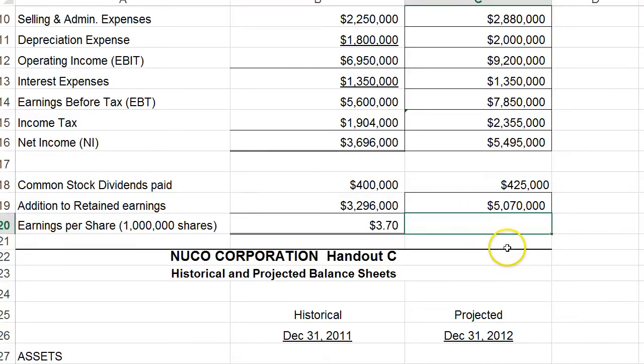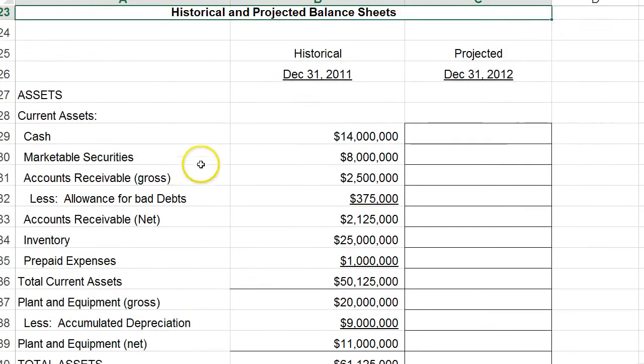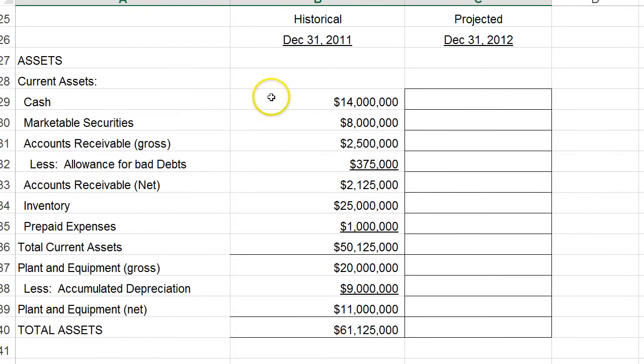Okay. And then the earnings per share, we're going to take our net income and divide by the amount of outstanding shares, which here is 1 million. Okay, $5.50 would be the earnings per share. So a nice improvement in earnings per share. This should actually be handout D. All right, so let's move on to the balance sheet.